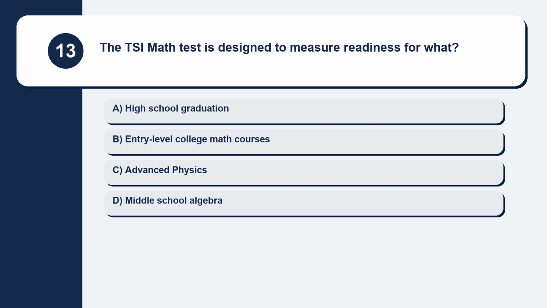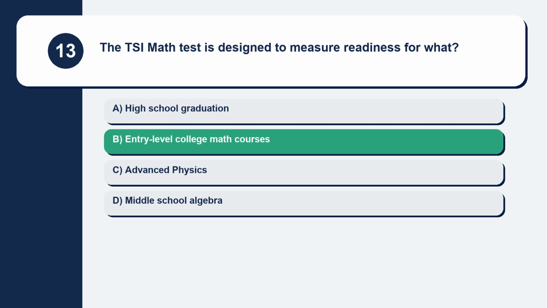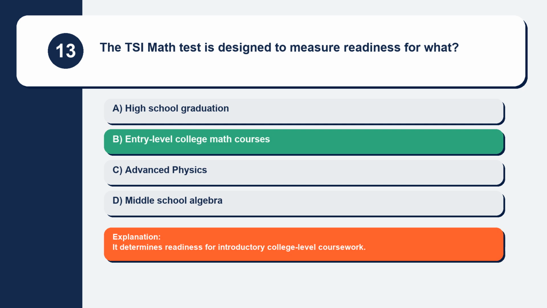Question 13. The TSI Math test is designed to measure readiness for what? High school graduation. Entry-level college math courses. Advanced physics. Middle school algebra. It determines readiness for introductory college-level coursework.